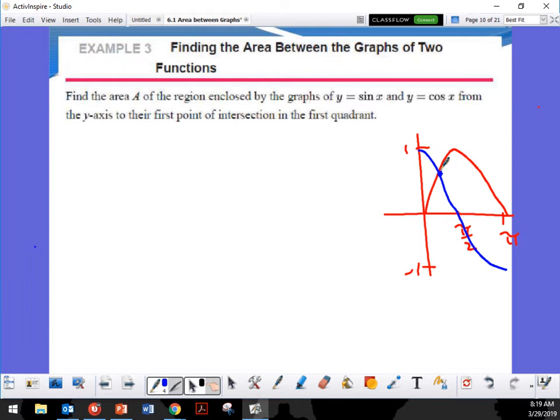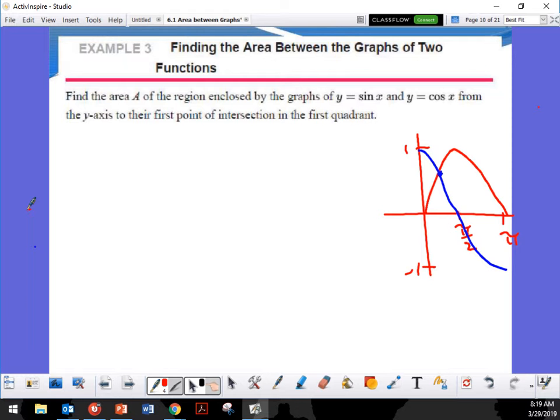If you know your unit circle, where are sine and cosine equal? At the intersection. That's pi over 4. So we know that my bounds in this case are going to be 0 to pi over 4.